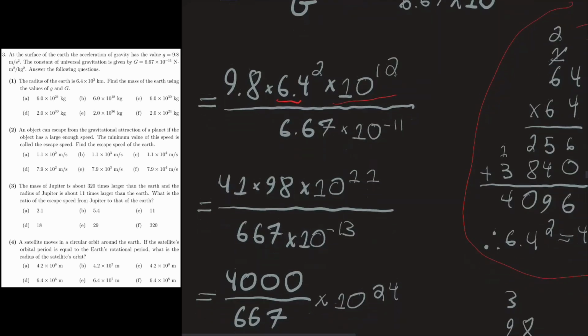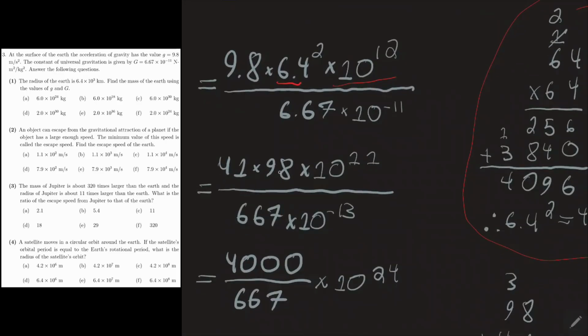To get rid of the decimals, I multiplied 9.8 times 10 to get 98. And that, of course, meant that 10 to the power of 12 became 10 to the power of 11. I also did the same thing to the denominator. So now it's 10 to the power of negative 13. I multiplied 98 by 41, which is about equal to 4,000. I also took out the powers of 10 and combined them to get 10 to the power of 24.